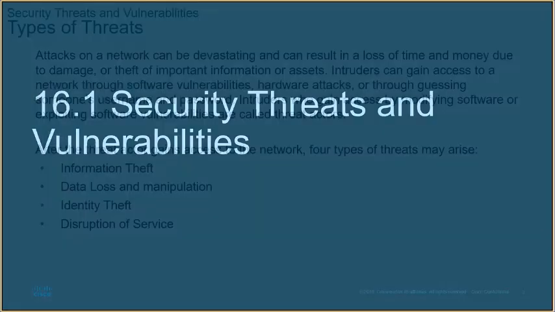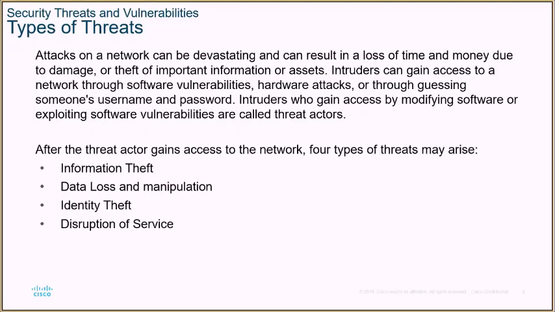So, threats and vulnerabilities. So, types of threats. Attacks on a network can be devastating, and can result in a loss of time and money due to damage or theft of important information or assets. Intruders can gain access to a network through software vulnerabilities, hardware attacks, or through guessing someone's username and password. Intruders who gain access by modifying software or exploiting software vulnerabilities are called threat actors. After the threat actor gains access to the network, 4 types of threats may arise: information theft, data loss and manipulation, identity theft, or disruption of service.